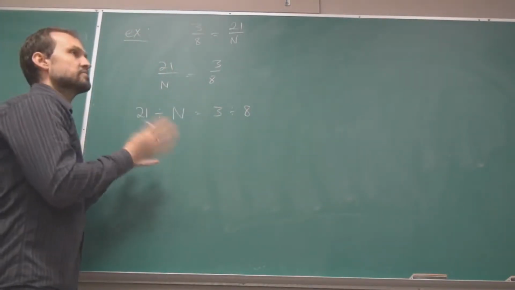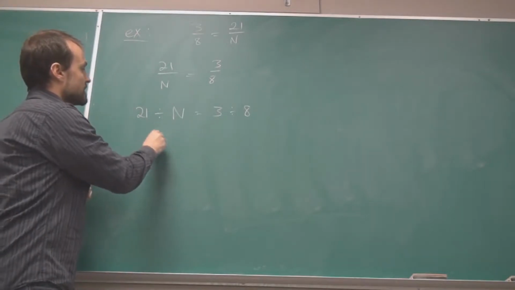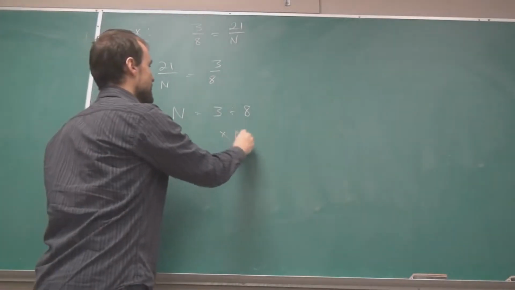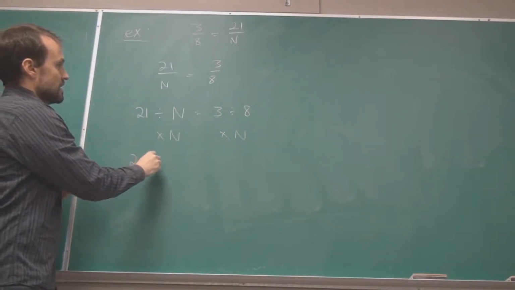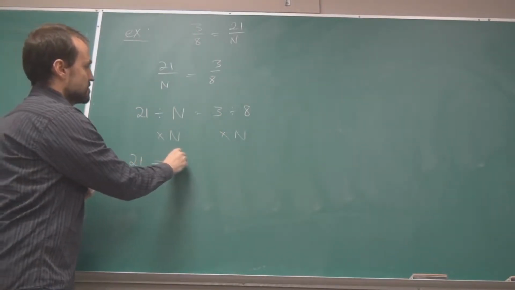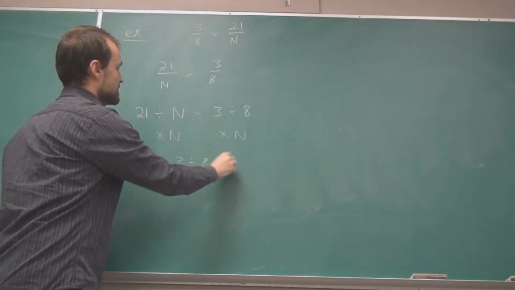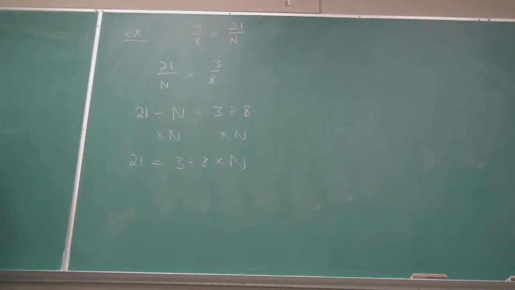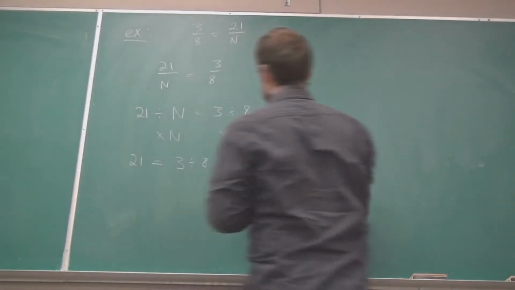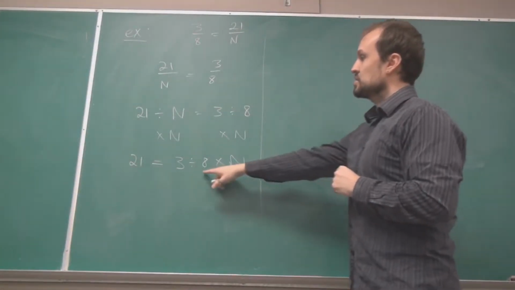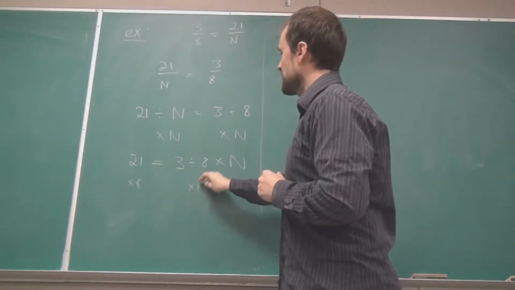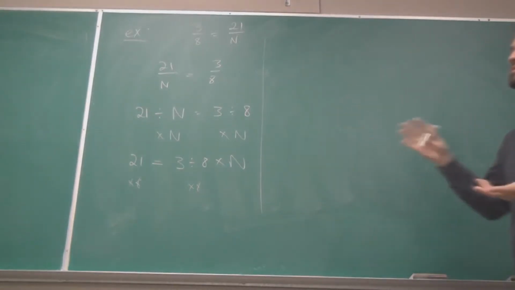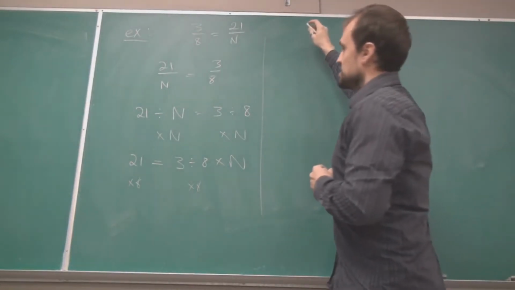Now there are many ways you can go about this. One is multiply both sides by n to get 21 equals 3 divided by 8 times n. It's not the only way. I'm not trying to confuse anyone. It's just whatever path you want to take, go for it. Then I can also multiply both sides by 8. I'm trying to stick to those two options as much as possible.